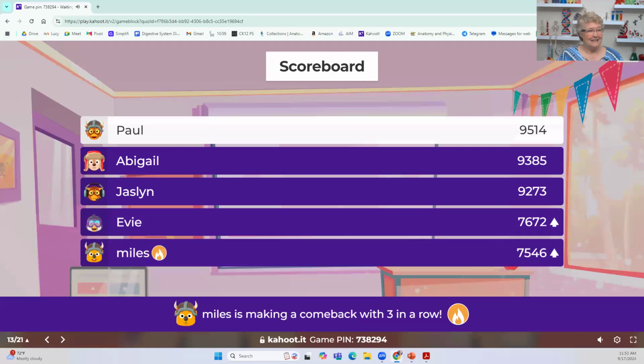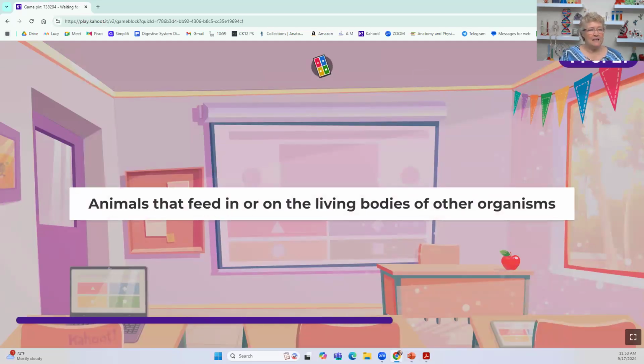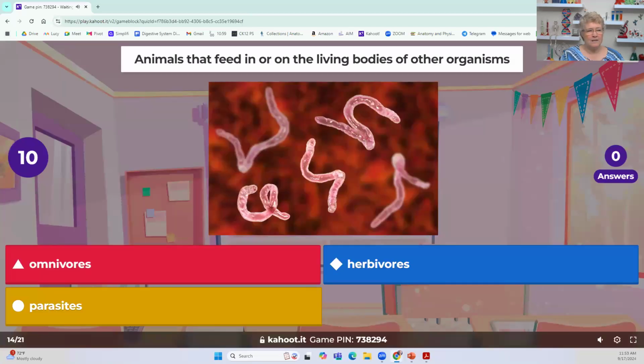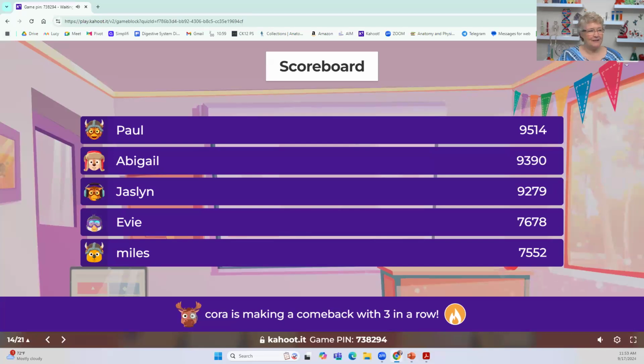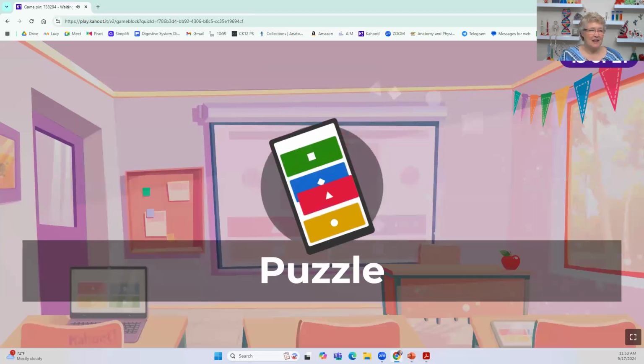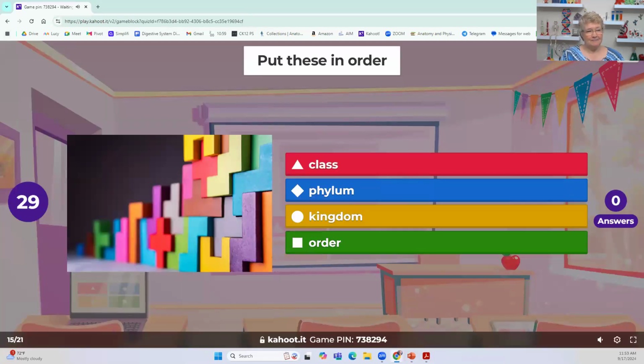All right. Evie moves on to the board. Question 14. Animals that feed in or on the living bodies of other organisms. Parasites. Parasites. Very good. Very good. All right. Nothing changed there. All right. Now you put these in order. Touch first the one that goes first. Using that little mnemonic I taught you should be helpful.